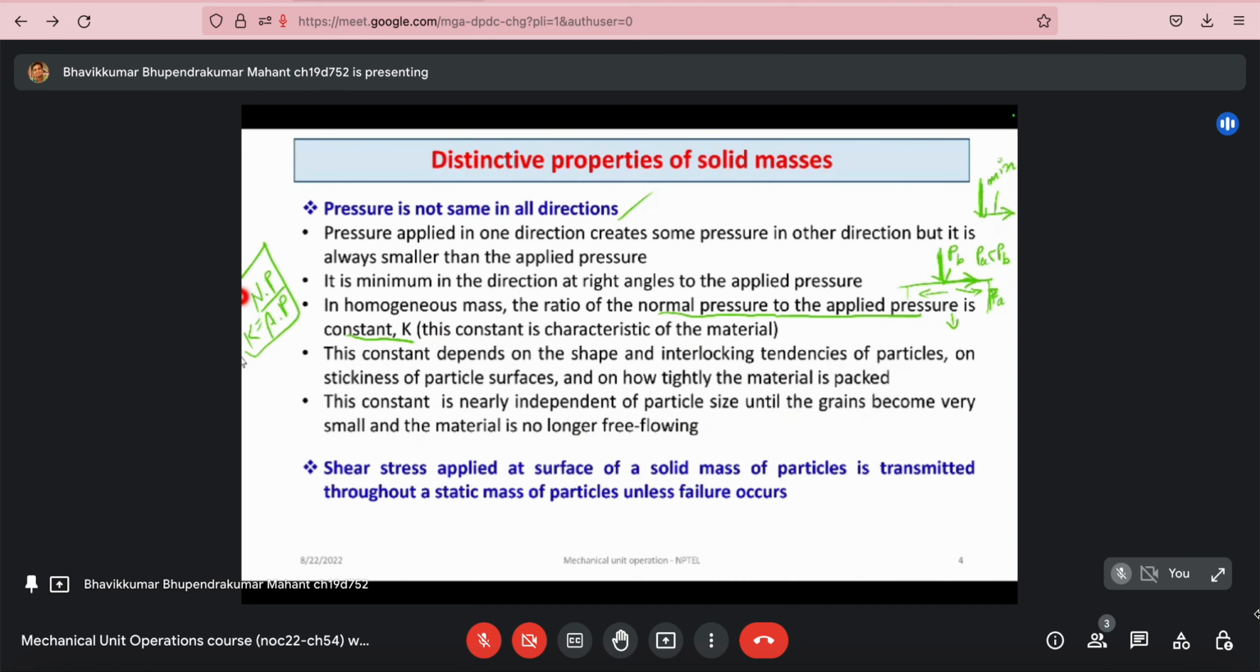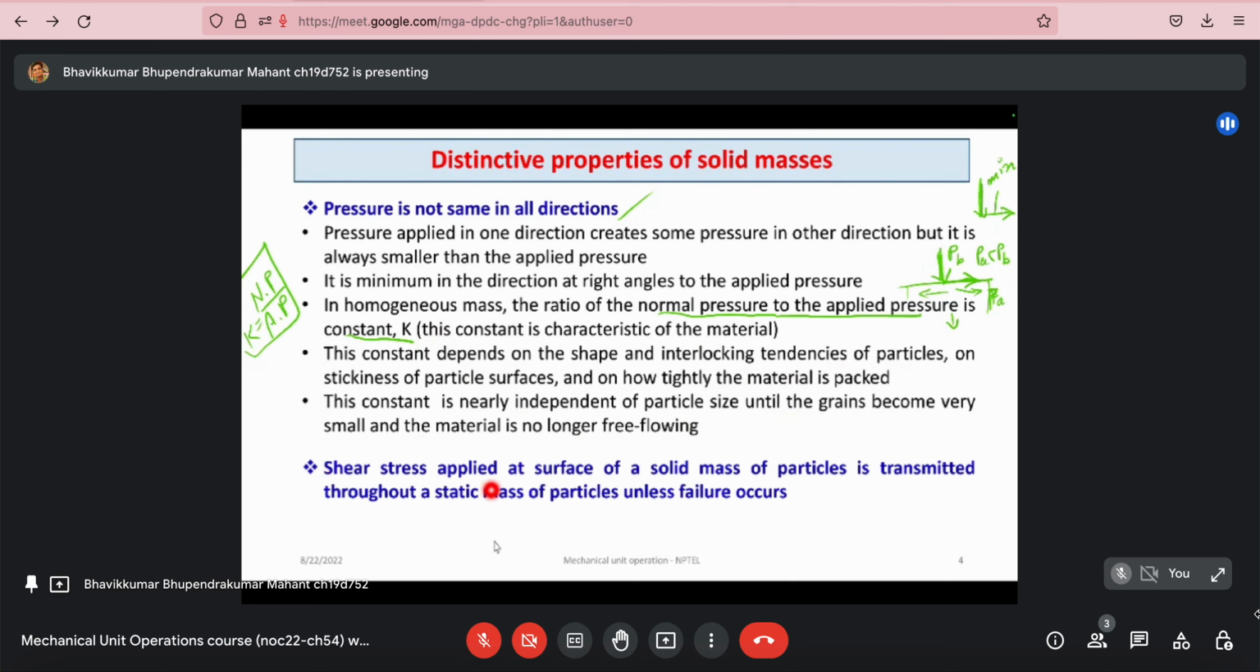So you have to understand that K is essentially independent of particle size, whether you are dealing with a large particle or a small particle. But if you talk about very fine particles, in the micron range, or nanoparticles, then you need to consider that the constant also depends on the particle size. It varies according to the particle size.